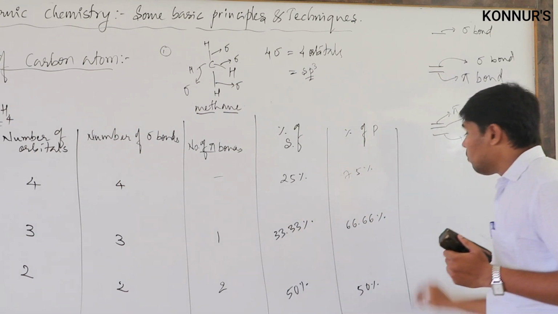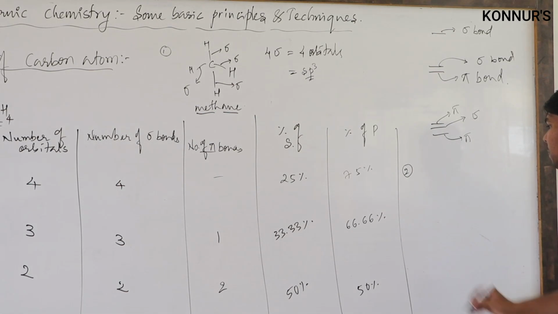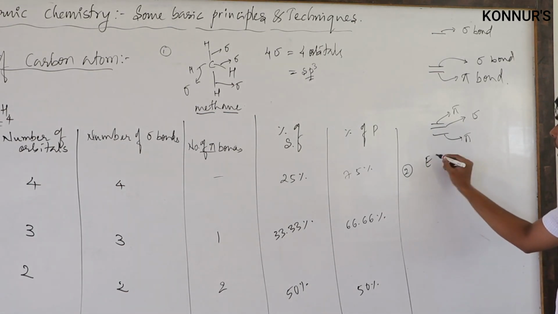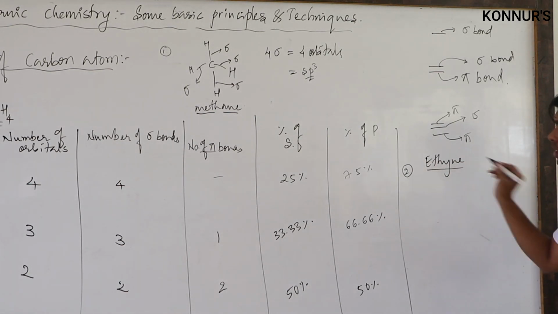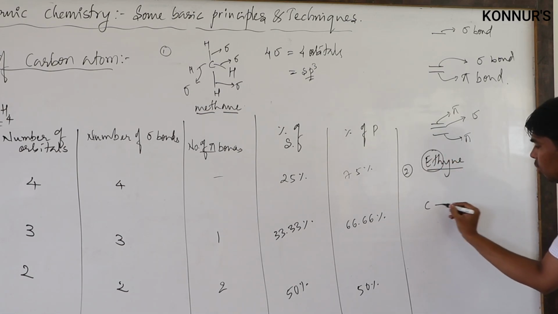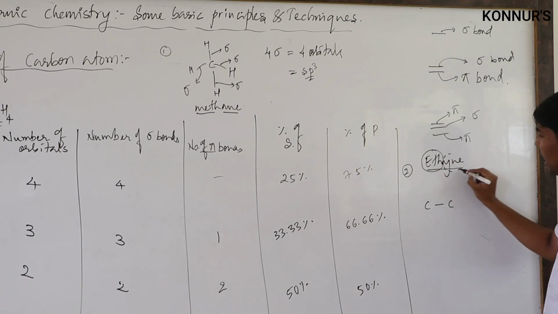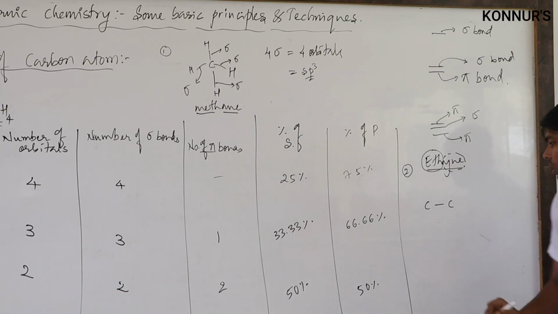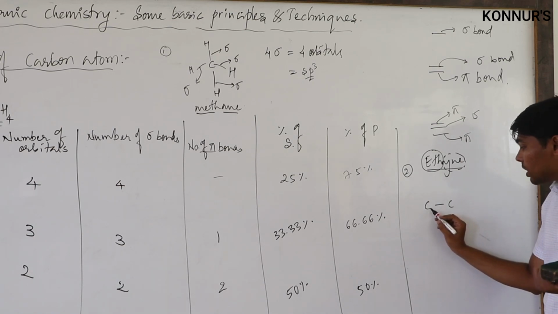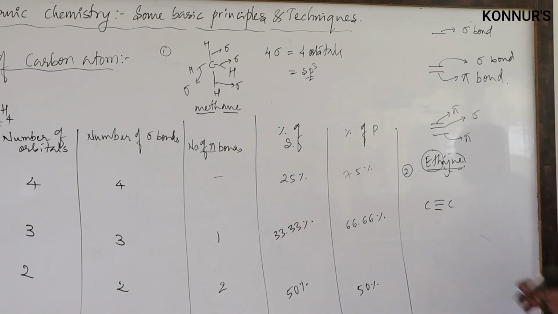If I take one more example, a second example, let us suppose ethyne. Here the root word is eth. Eth stands for how many carbons? 2 carbons. And the remaining is Y and E, which gives us the information that a carbon to carbon triple bond is there.